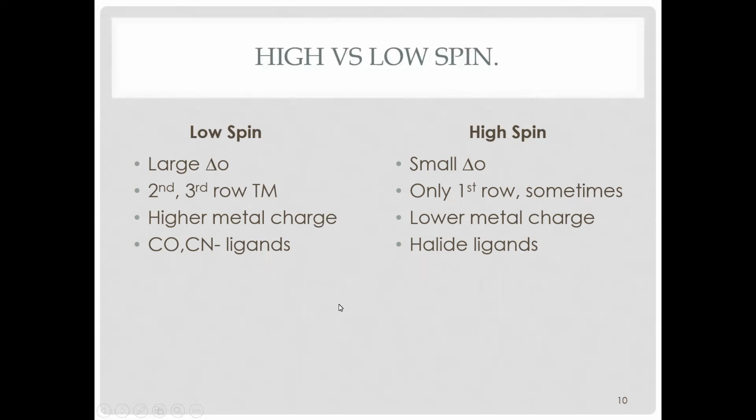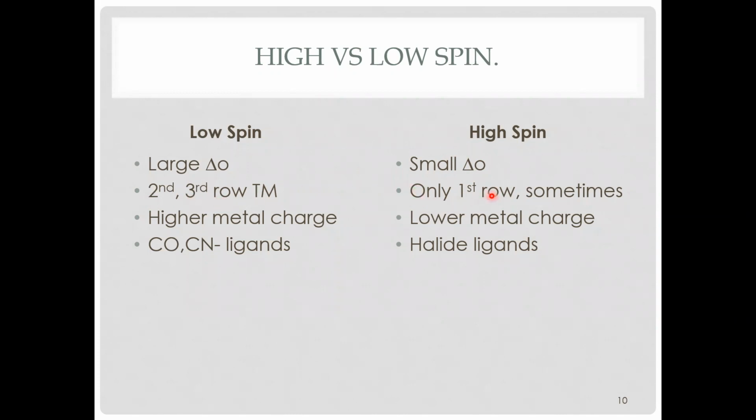All right, so how are we going to know when we're going to have low spin or high spin? Well, we already know that for low spin, we're going to have a larger delta O. This can happen based on where the element is. If I have a first row transition metal, those are smaller, and the smaller the ion, the more likely I am to have a small splitting. With my large ion, I tend to have large splitting. So my second and third row, we're going to pretty much assume are always low spin, or large splitting.